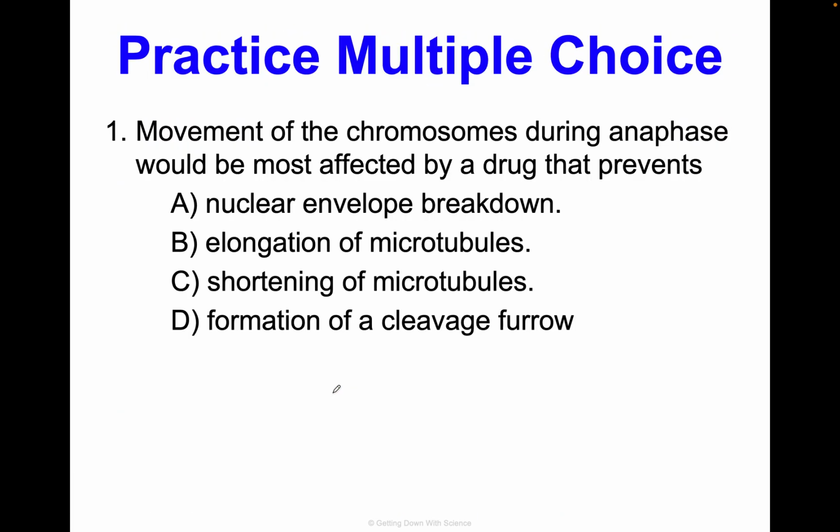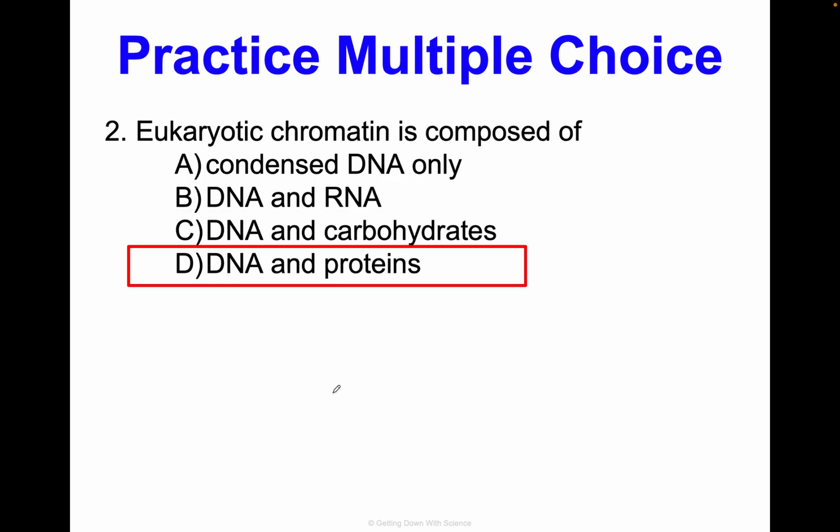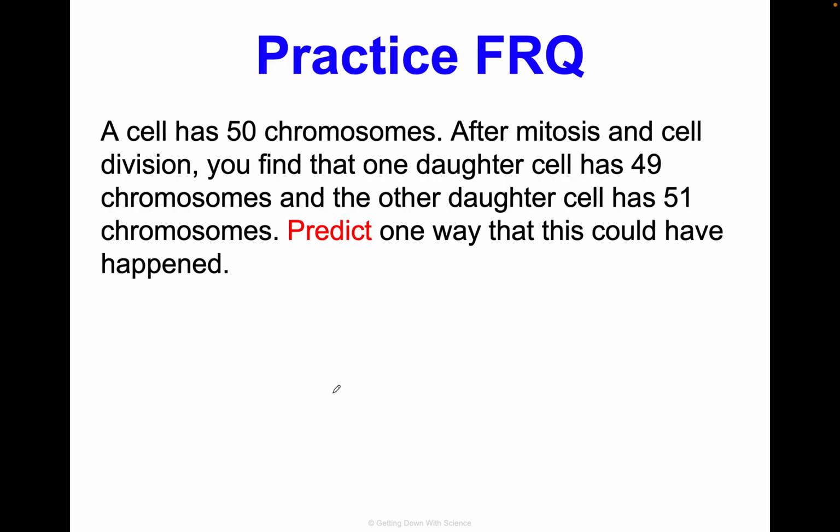Cool. All right. Now let's not do practice multiple choice. You guys can do that on your own. Okay, practice free response. A cell has 50 chromosomes. After mitosis and cell division, you find that one daughter cell only has 49 chromosomes and the other daughter cell has 51. Predict one way that this could have happened.